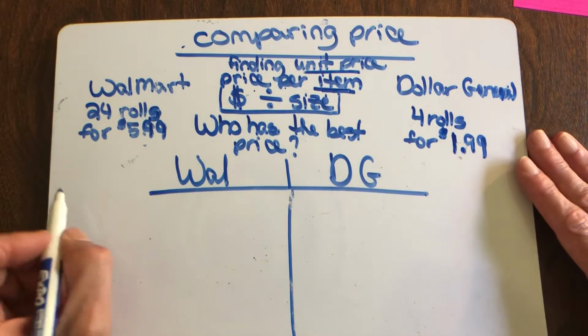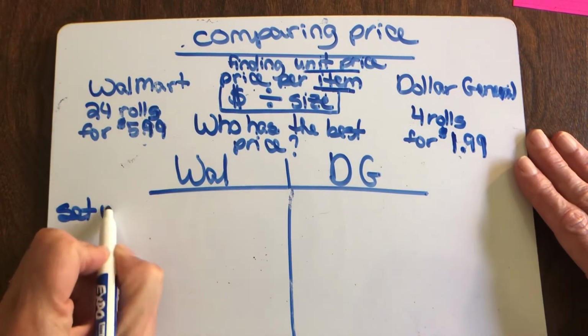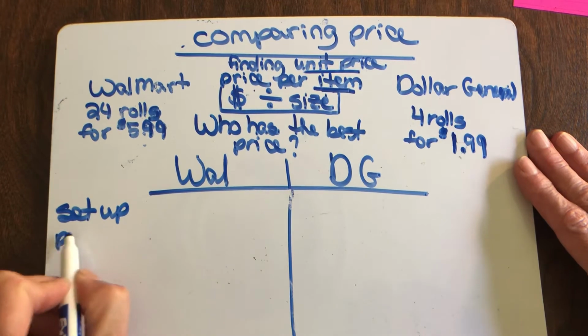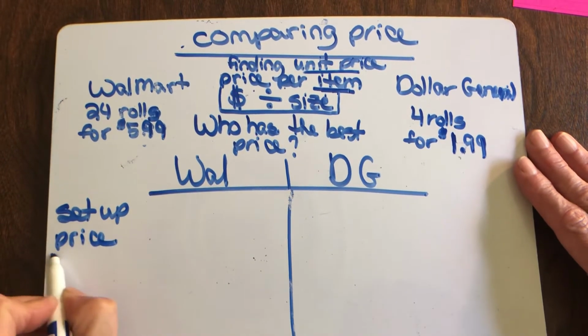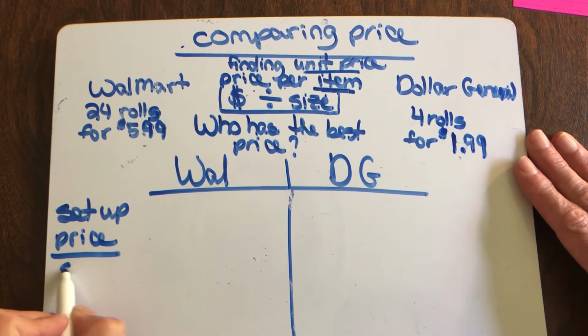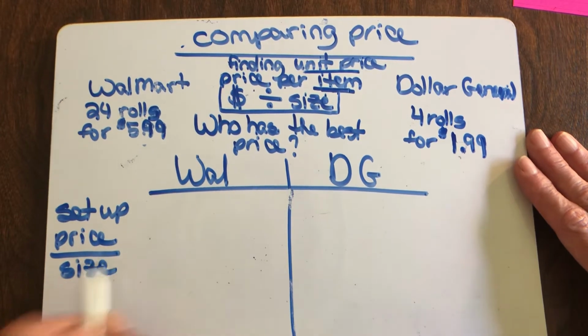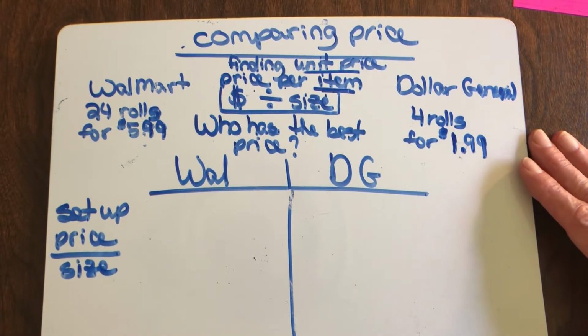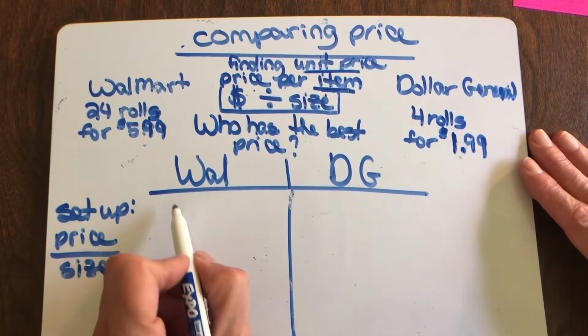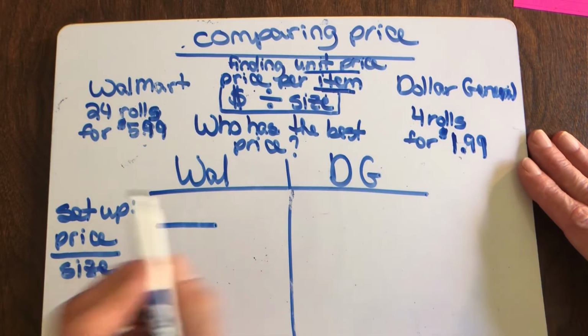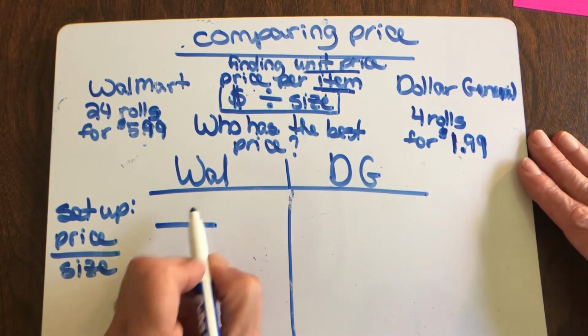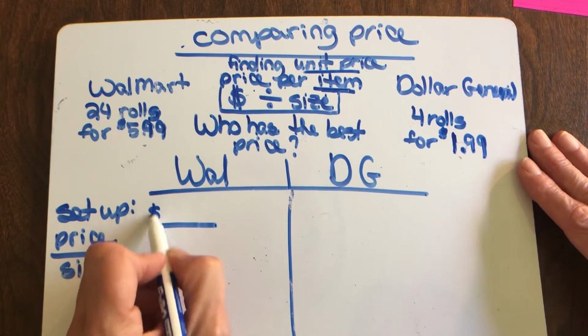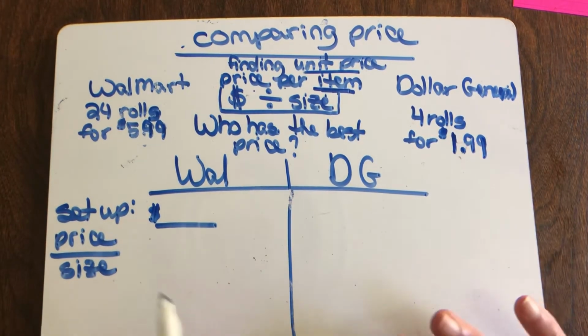So you have to set it up with the price over the size or the quantity or the number of units. So come over here to Walmart and let's go ahead and set it up. Remember, set it up like a ratio. So we need money, and you can just put your dollar sign wherever you want. It doesn't matter. This is just for you.